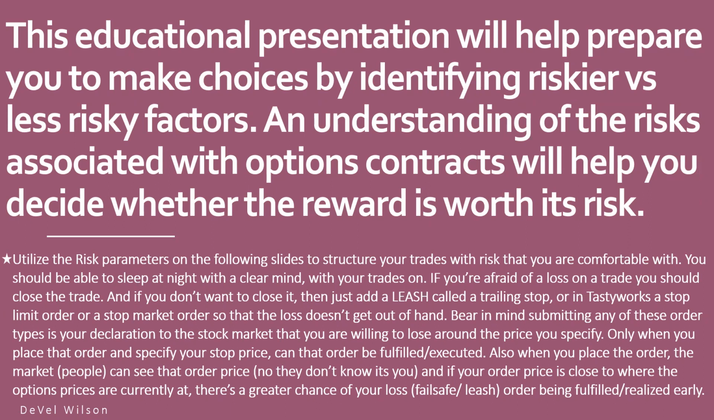But I put a little caveat in there: if you don't want to close the trade right away, you don't want to listen to me, then you can add a leash called a trailing stop. In Tastyworks, it's called a stop market order or stop limit order. That just helps so that the loss doesn't get out of hand. When you submit any of these orders, it's your declaration to the stock market that you're willing to lose around that price you specify. You're saying that's about the most you're willing to lose. Only when you place that order can it be potentially fulfilled or executed. If you don't place the order, your position is not just going to go away unless it expires, of course, so you've got to be mindful of expiration dates.